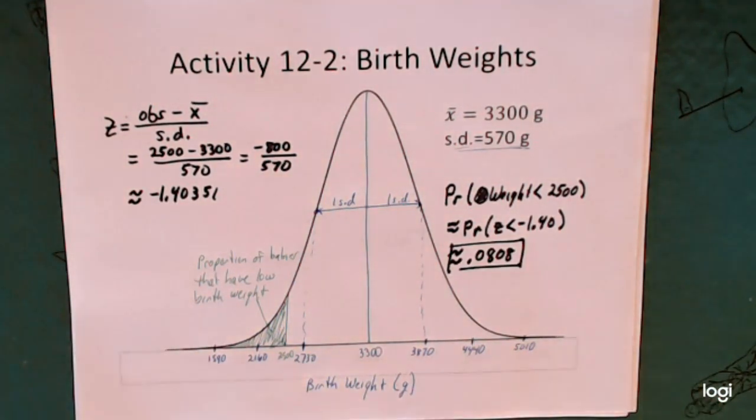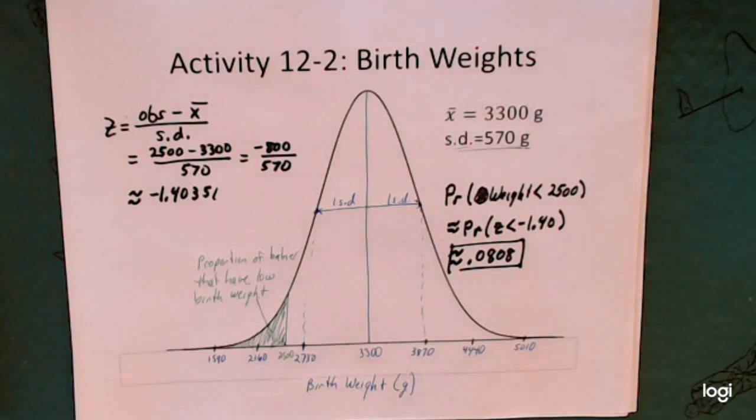So that tells us that if you randomly grab a newborn baby, there's about an 8% chance that it's of low birth weight, a weight less than 2,500 grams. Or said differently, the proportion of all babies born that have low birth weight is about 8%. And there we go, we've done it by hand.